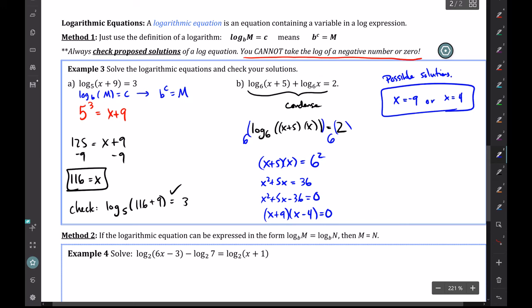I'm going to say that these are my possible solutions. Remember, I need to check that I'm never taking the log of a negative number. And you'll see here that if I take negative 9 and stick it in for x here or there, I'd be taking log of negative 9 or log of negative 4, and that would be illegal. So that one's not going to work. Can't take the log of a negative number. If I plug in 4, it's going to be okay. So x equals 4 is the only solution.